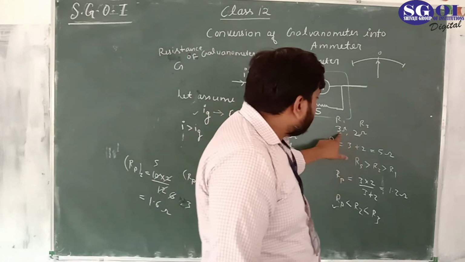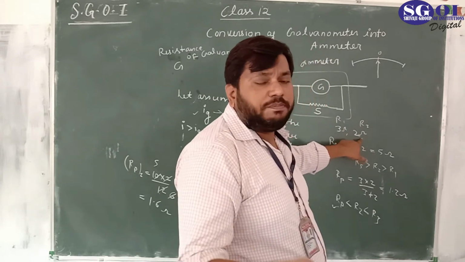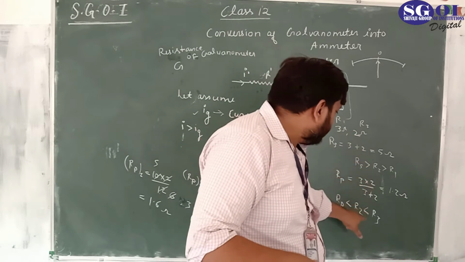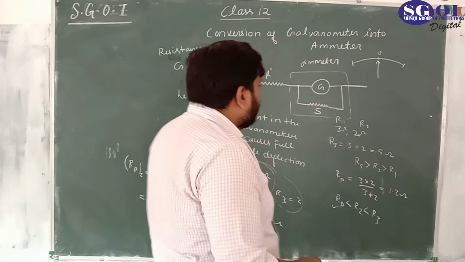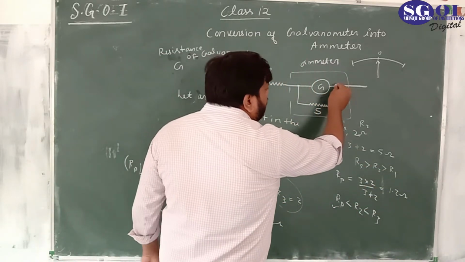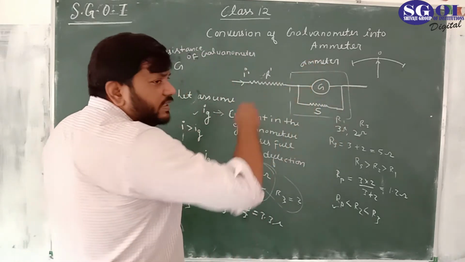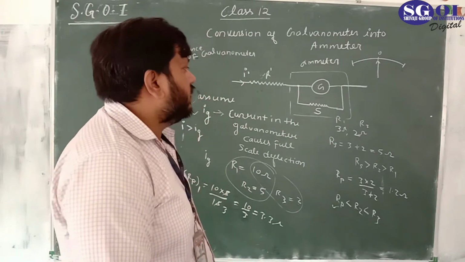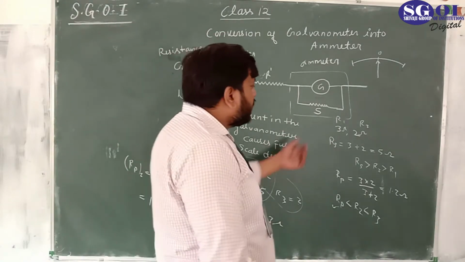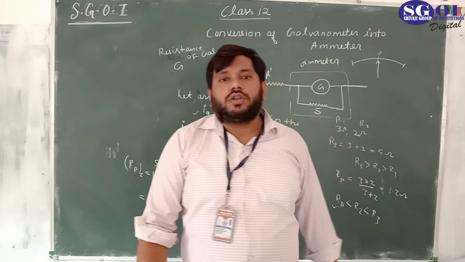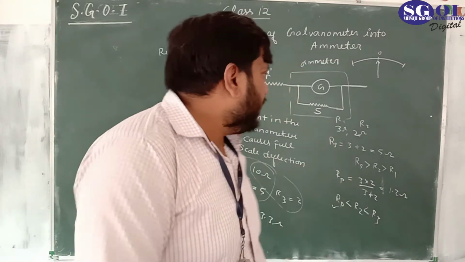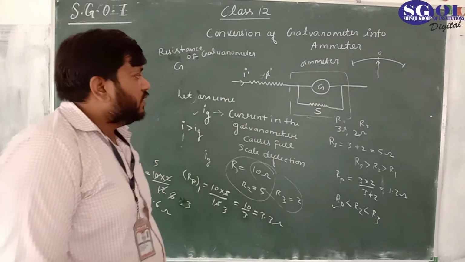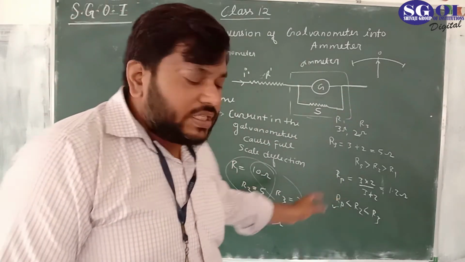Here you can also say that this is 3, this is 2. So the parallel equivalent is lesser than this 2 ohm, which is 1.2. So it means if you want to reduce the resistance of the overall circuit, the shunt resistance should be as small as possible. The shunt resistance should be very small. That's why it is called shunt. So I think you have cleared the concept of ammeter.